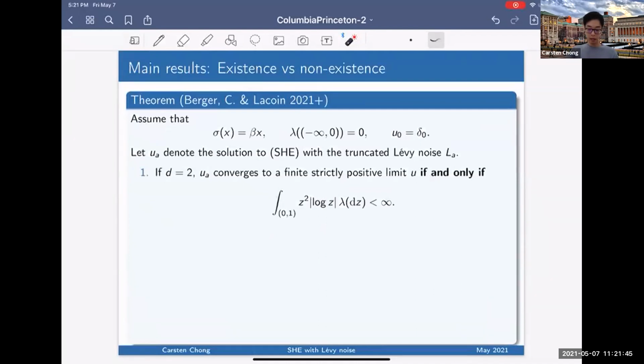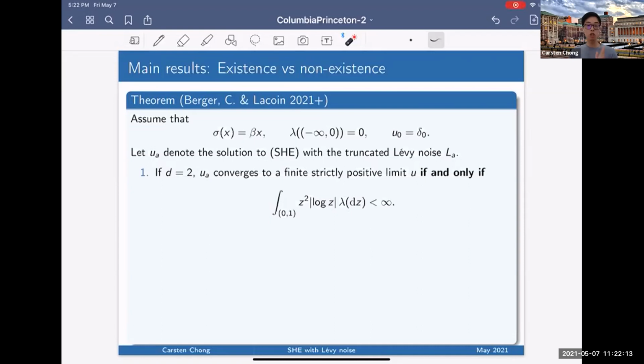So the first results are about existence versus non-existence of a non-degenerate limit. Again, we consider the same situation as before: parabolic Anderson model, no negative jumps, Dirac delta initial condition. We consider the solution with this truncated noise, and we want to study what happens if I let the truncation A go to 0. The first result we could prove is the following.